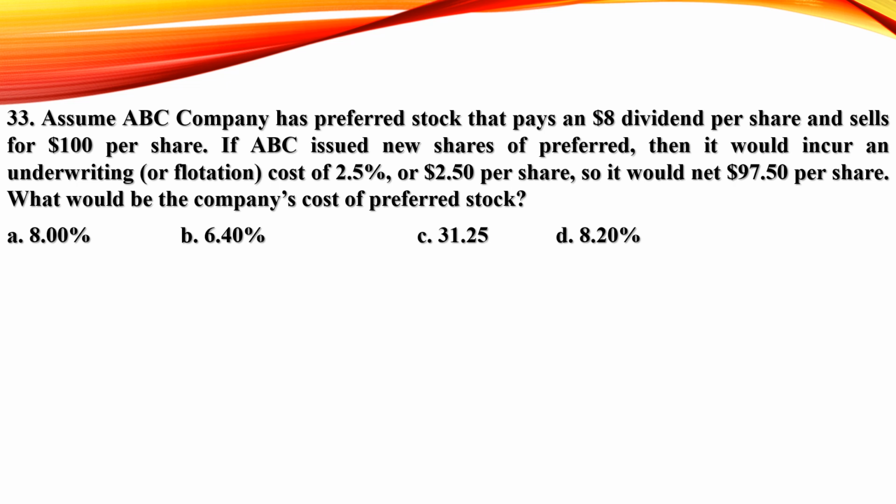Question number 33. Assume ABC company has preferred stock that pays $8 dividend per share and sells for $100 per share. If ABC issues new shares of preferred, then it would incur an underwriting or flotation cost of 2.5%, or $2.5 per share. So it would need 97.5 per share. So what would be the company's cost of preferred stock? A. 8%, B. 6.4%, C. 31.25%, D. 8.2%.